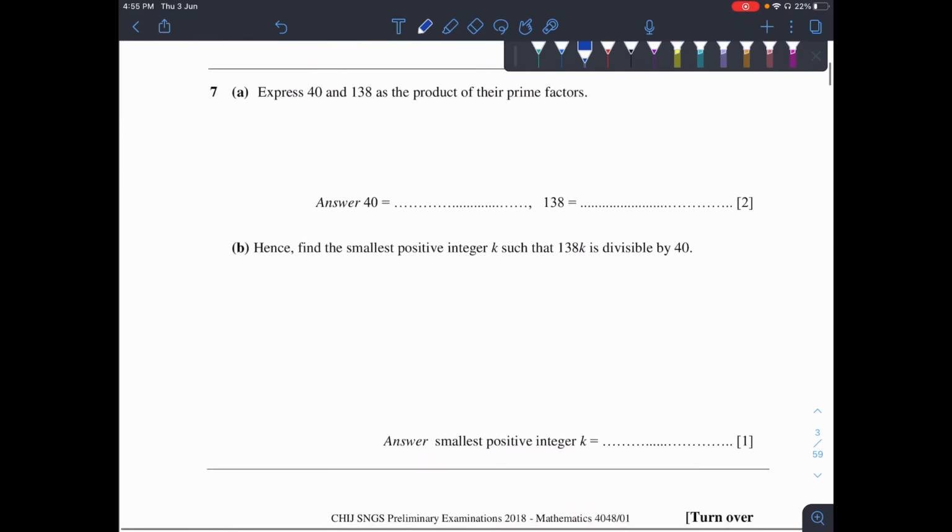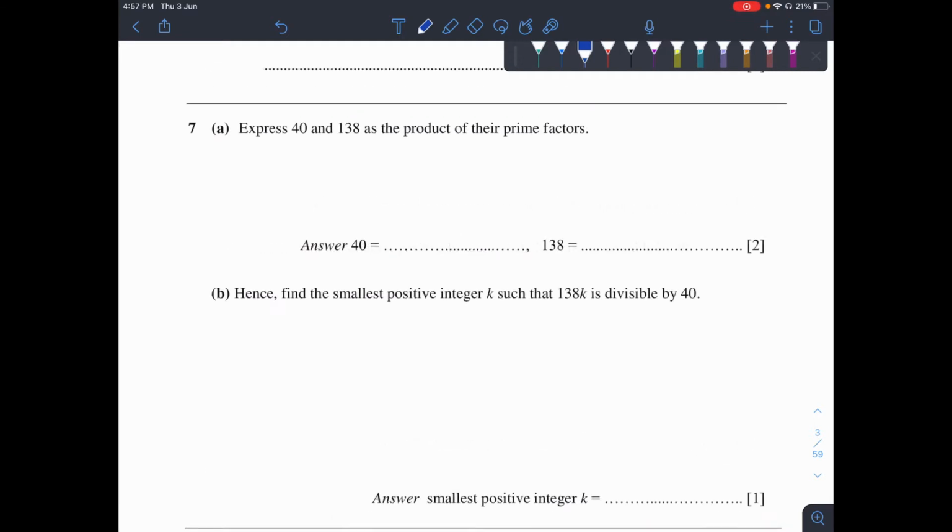Okay, so for the next question, express 40 and 138 as a product of their prime factors. Okay, so we know that prime factors or prime numbers, okay, are numbers that are only divisible by itself as well as 1. So for example, prime numbers would be numbers like 2, 3, 5, 7. So they can only be divisible by 1 and as well as its own number. Okay, so to find the product of their prime factors, we can use repeated division.